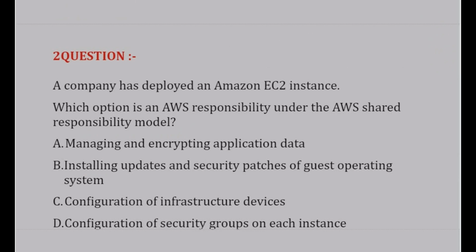Question is a company has deployed an Amazon EC2 instance. Which option is an AWS responsibility under the AWS shared responsibility model? Option A, managing and encrypting application data. Option B, installing updates and security patches of guest operating system. Option C, configuration of infrastructure devices. Option D, configuration of security groups on each instance. Correct answer is option C.